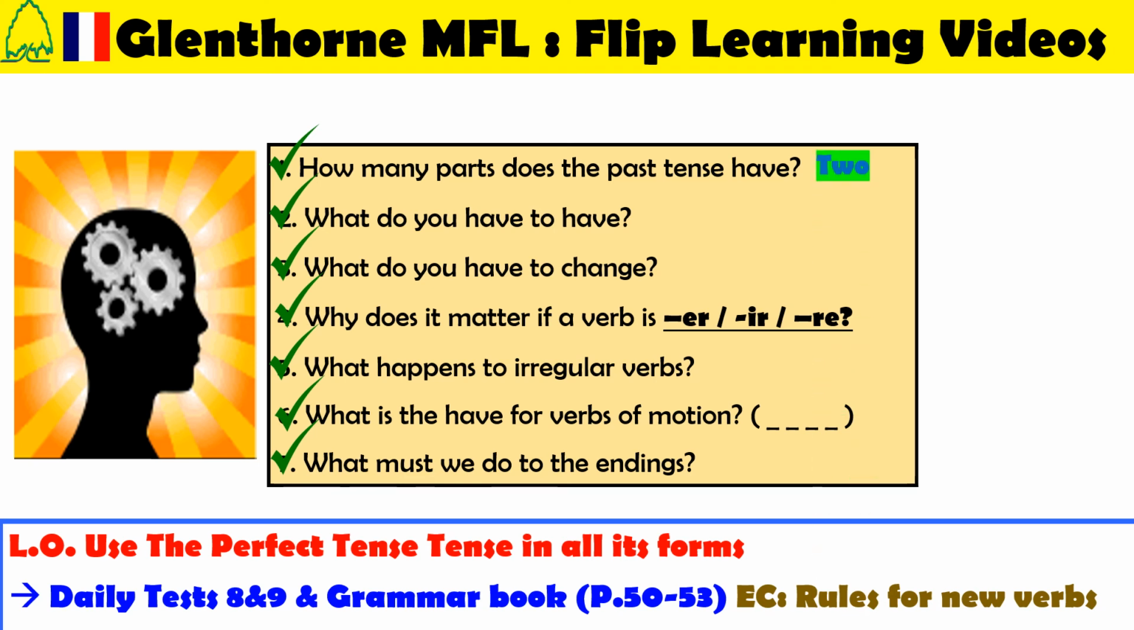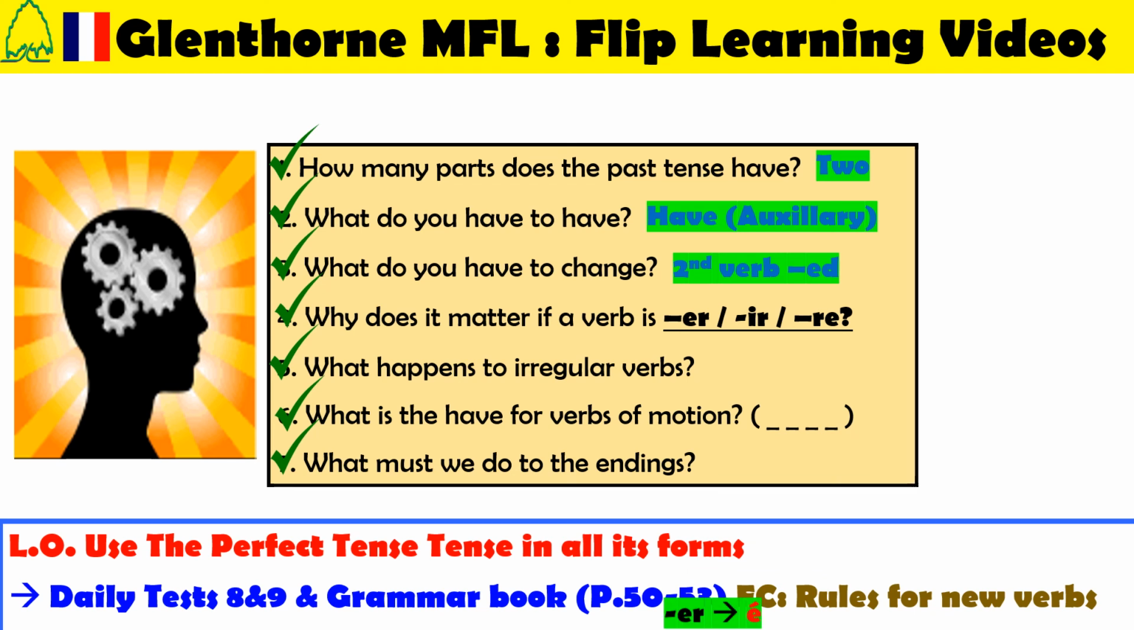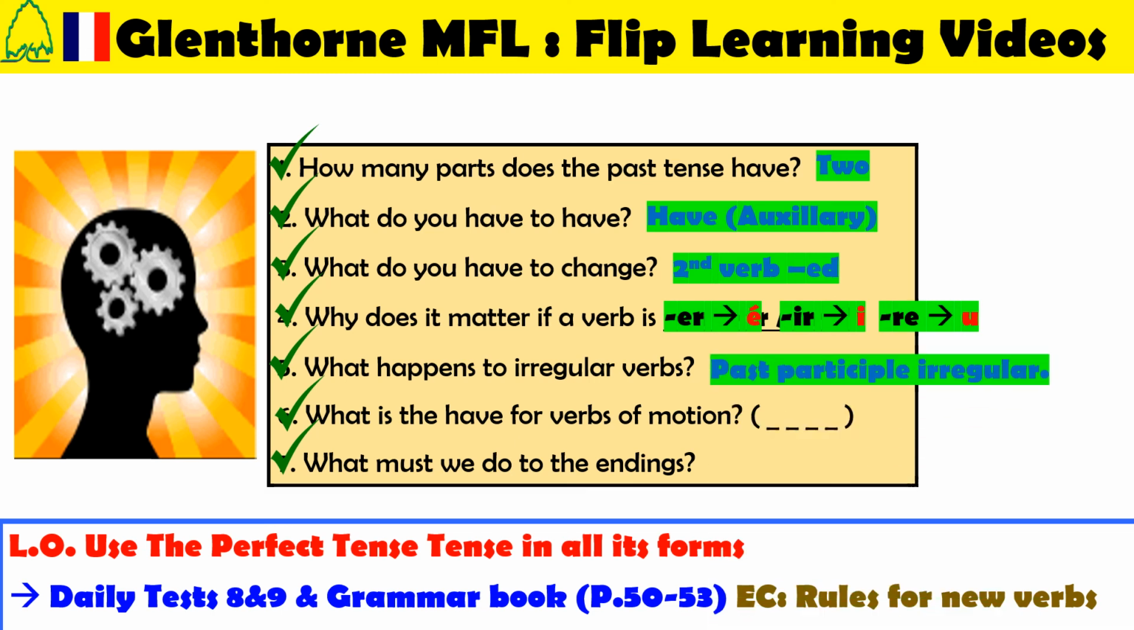So the past tense has two parts. You have to have the auxiliary, you have to have avoir or être, and then you change the second verb. If it's ER, changes to an E with an accent. IR changes to an I. RE changes to a U. Irregular verbs don't follow this pattern. They change completely. You need to know them off by heart.